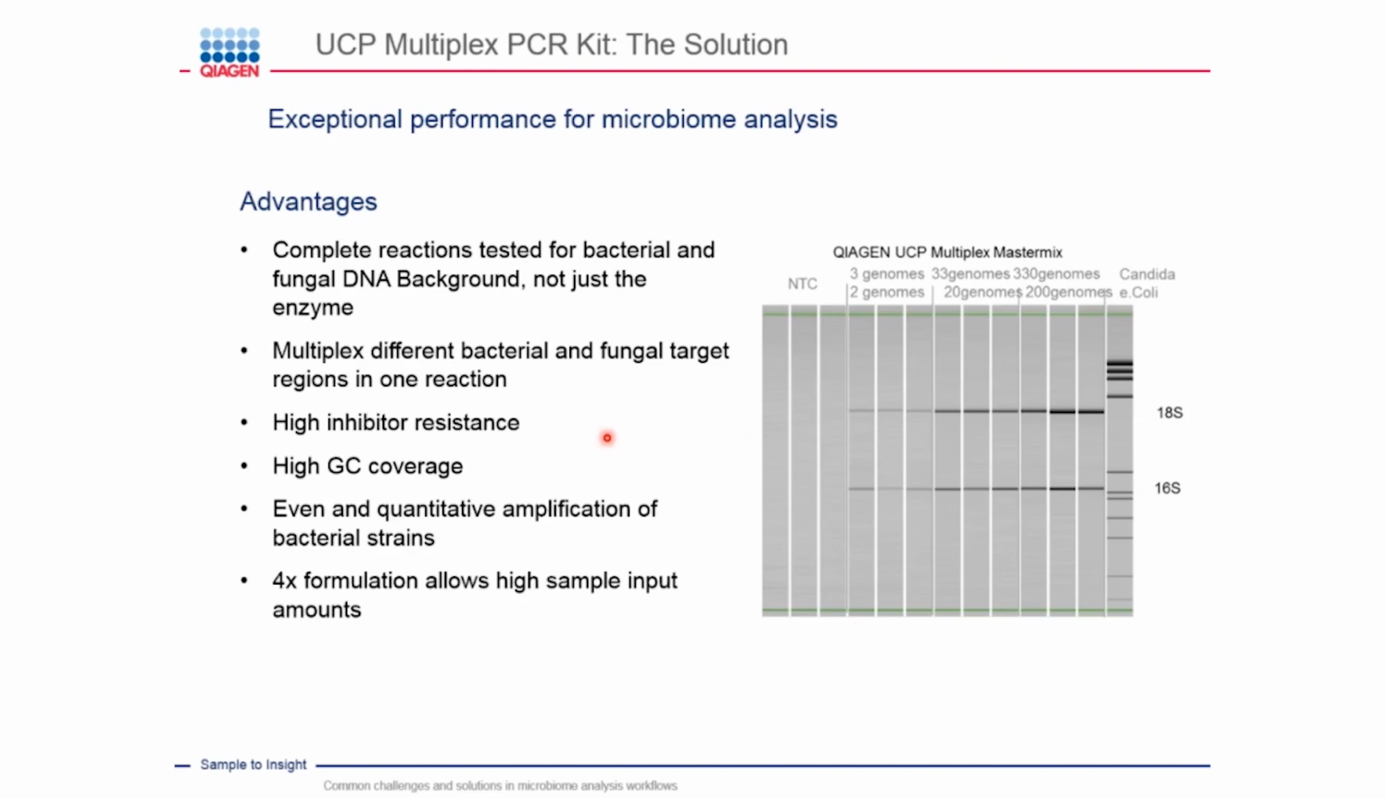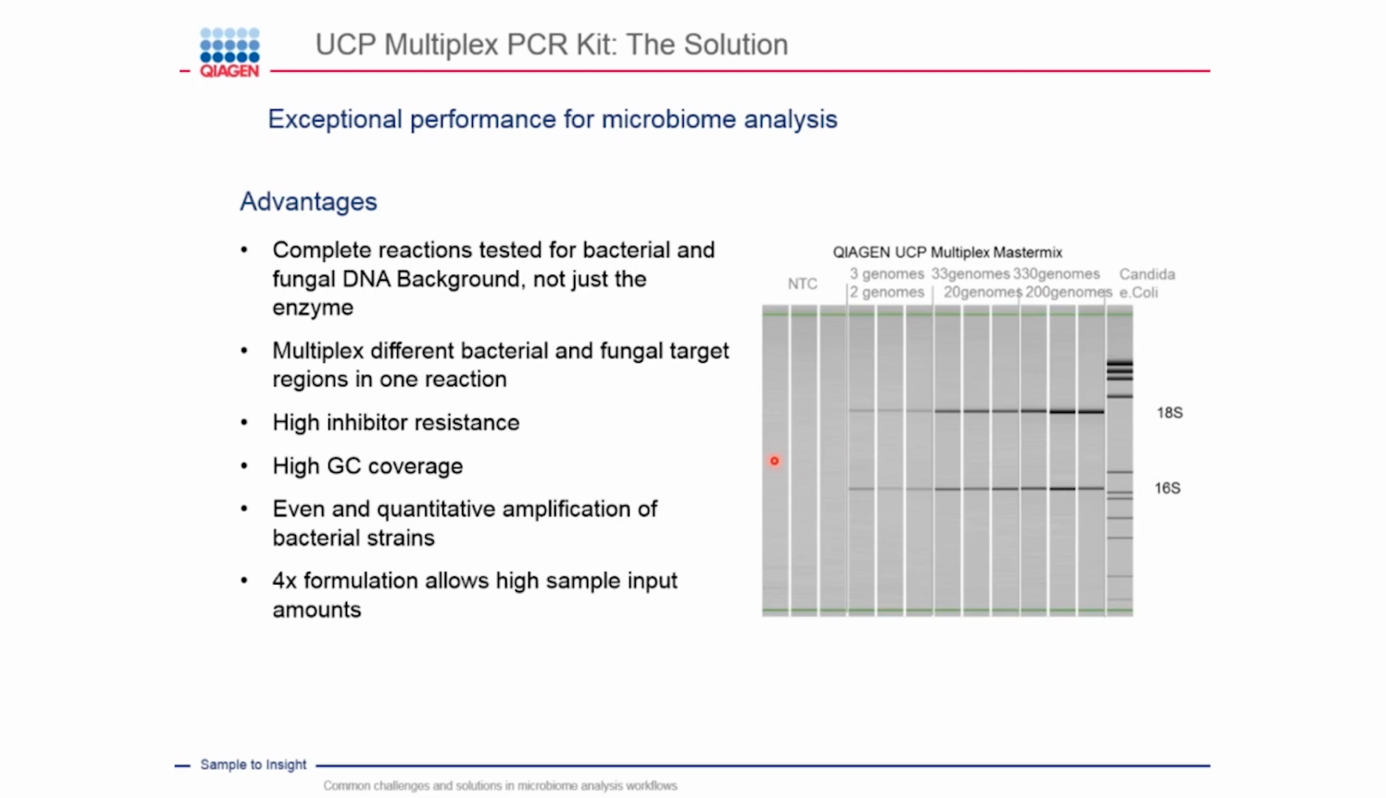Our new QIAGEN UCP multiplex master mix is tested for bacterial and fungal background. And it's not only the master mix which is tested, all components of the kit are tested. Because we have found that using an appropriate water, for example, is also a key point. So not only the mix, the tracers we have in the kit, which you can use to color your sample and your master mix, as well as the water, are tested with this test for bacterial background and, of course, fungal background.